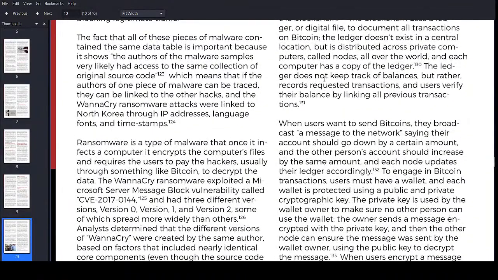The fact that all these pieces of malware contain the same data table is important because it shows that the authors of the malware samples very likely had access to the same collection of original source code, which means that if the authors of one piece of malware can be traced, they could be linked to other hacks. The WannaCry ransomware attacks were linked to North Korea through IP addresses, language fonts, and timestamps. Interesting.